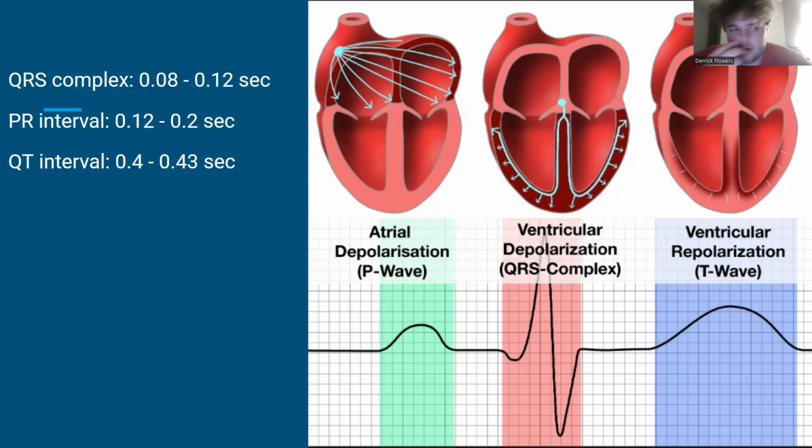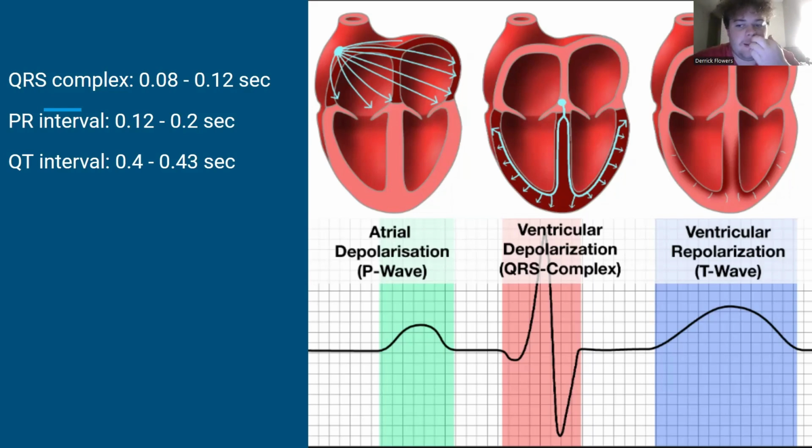Now, your normal QRS complex range is 0.08 or 0.04, however you want to put it, to 0.12 seconds. Okay. Now, if it's wider than 0.12, there's a ventricular rhythm going on because it is taking longer to depolarize, meaning there's something going on with the ventricles.